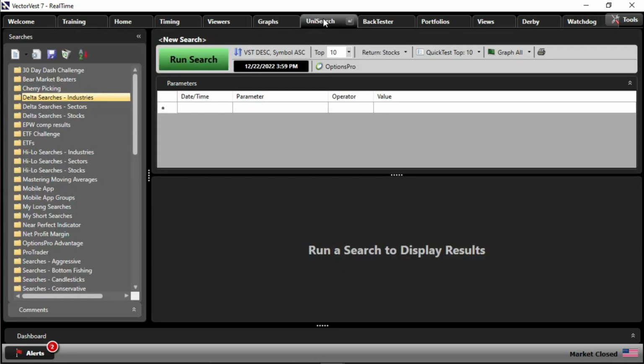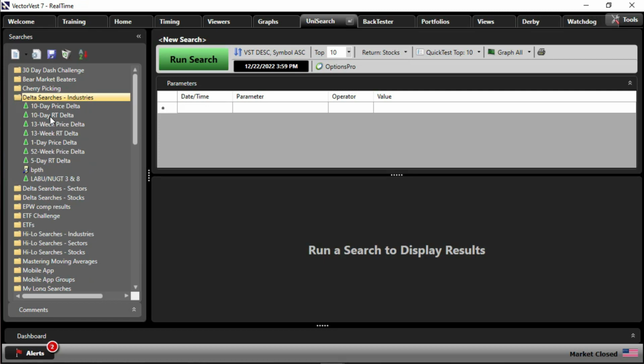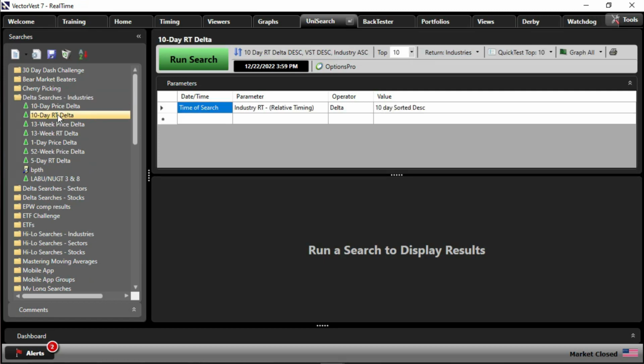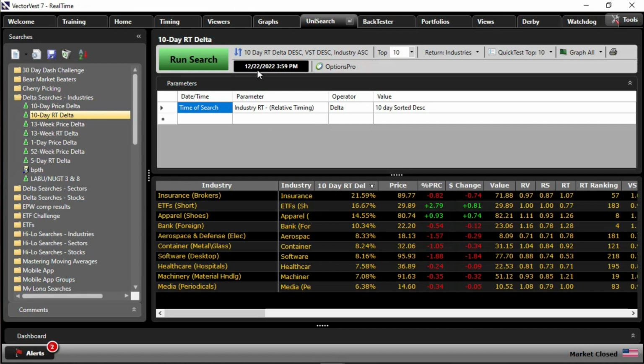If I go to the Unisearch tool, open up our Delta Searches Industries folder, we have a search in here called 10-day RT Delta, just simply looking at the industry groups whose relative timing has gone up the most over the last 10 days. So if I just run that search as of the close of December 22nd, here they are. Insurance brokers, relative timing has gone up 21%, almost 22% in the last 10 days. ETF short, not surprising, 16.5% over the last 10 days.